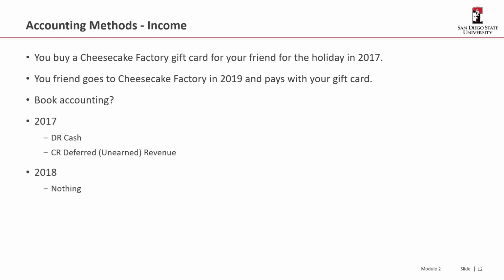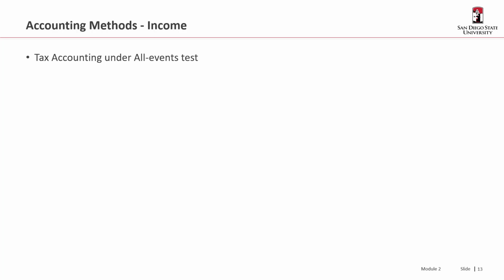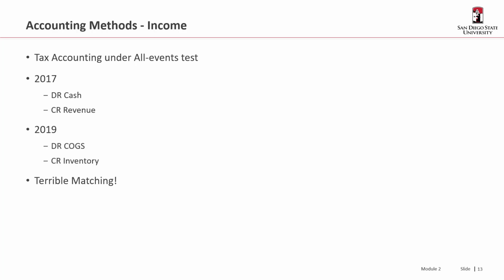In 2018, absolutely nothing happens. Then in 2019, when your friend goes in, now they would convert the unearned revenue to revenue. And I don't show the tax return or the journal entry here, but they would also reflect the cost of goods sold and the cost of services associated with delivering that food at that point. And that creates excellent matching. Under the all events test for tax, however, you would actually debit cash and credit revenue, because under the all events test, it's the earlier of. And the earlier of means they've fixed the right to receive this income in 2017.